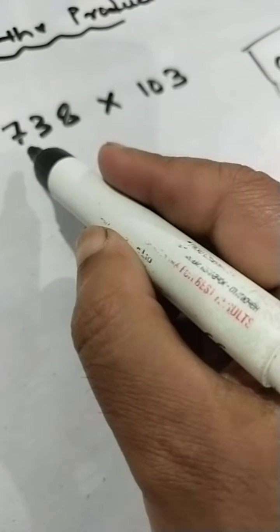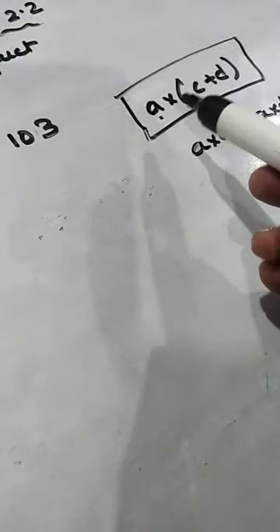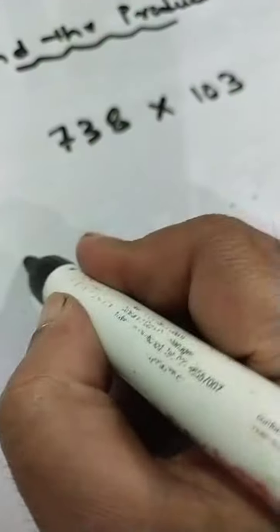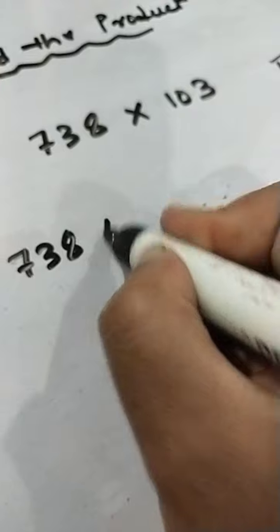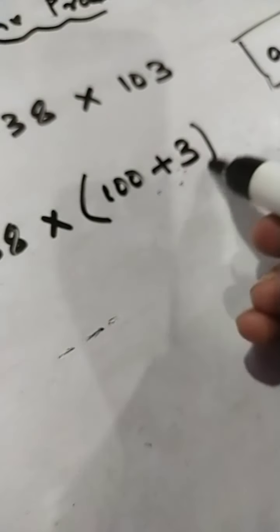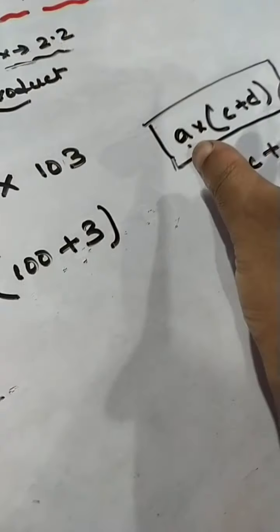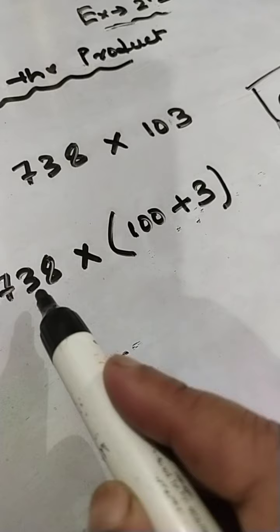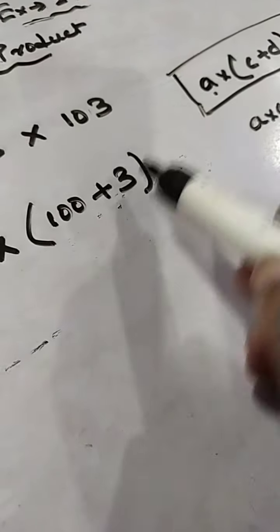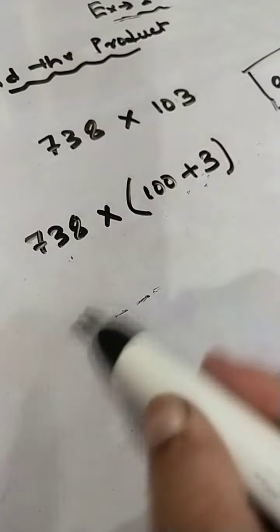Now suppose the numbers are 738 and 103, so it is not written in the form of this. So we have to make these two numbers in the form of this. We'll keep 738 intact, and we'll expand 103 in the form of 100 plus 3. Now it is looking like A into (C plus D), isn't it? In place of A we have 738, in place of C we have 100, in place of D we have 3. Now what is the next step that we have to do?